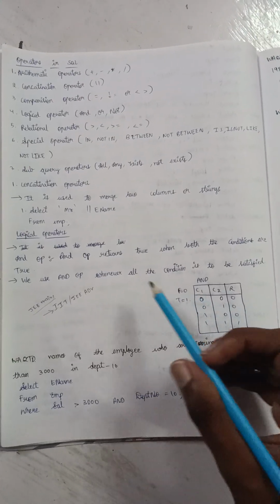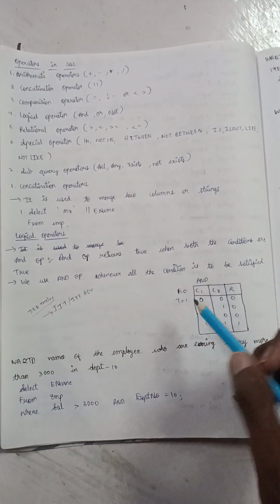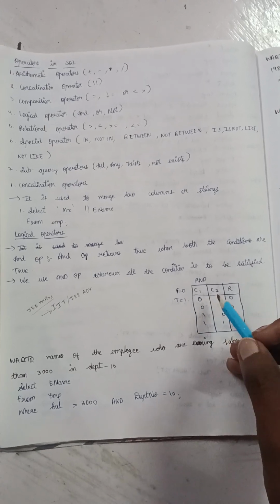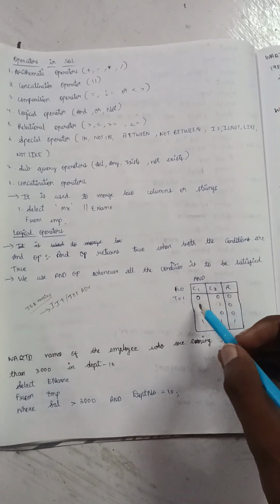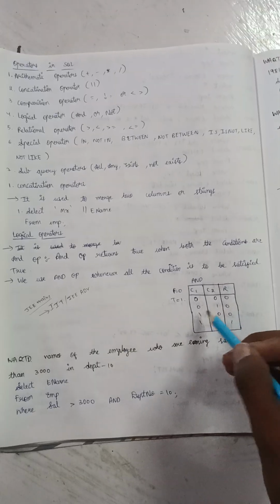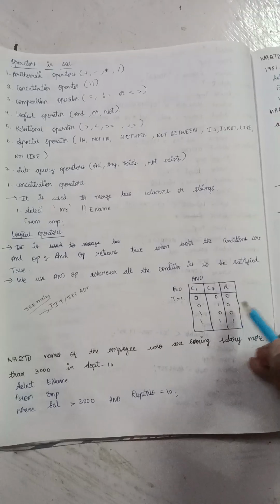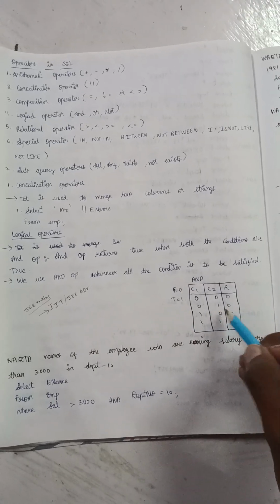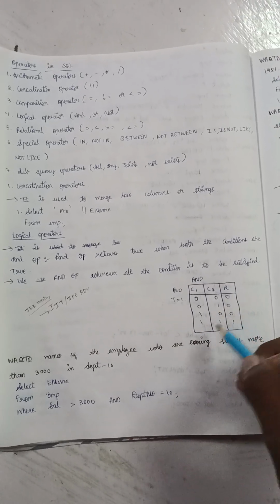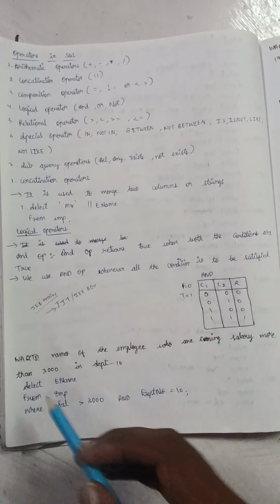Here the logical operator and truth table is: condition 1, condition 2, result: 0 0 0, 0 1 0, 1 0 0, 1 1 1. If any one is not true, then it returns false.